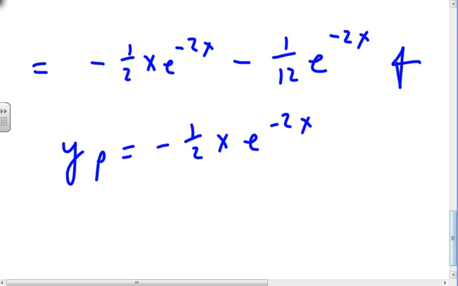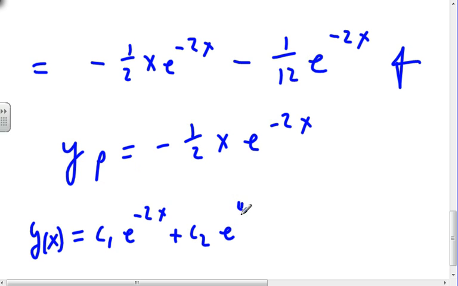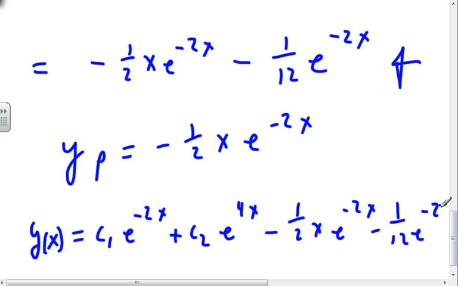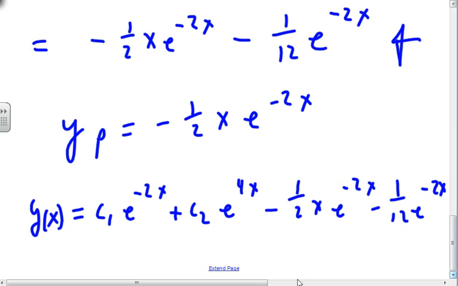Let's see. Well, the author's right. That is correct. But when I write the final solution, y sub x, it looks like c1 e to the minus 2x plus c2 e to the 4x minus 1/2 x e to the minus 2x minus 1/12 e to the minus 2x, right? That's what it looks like.